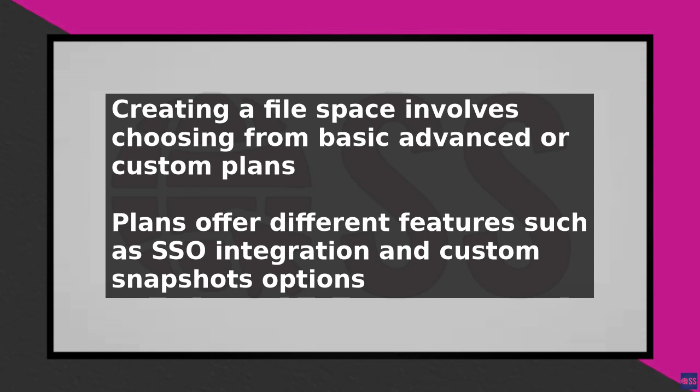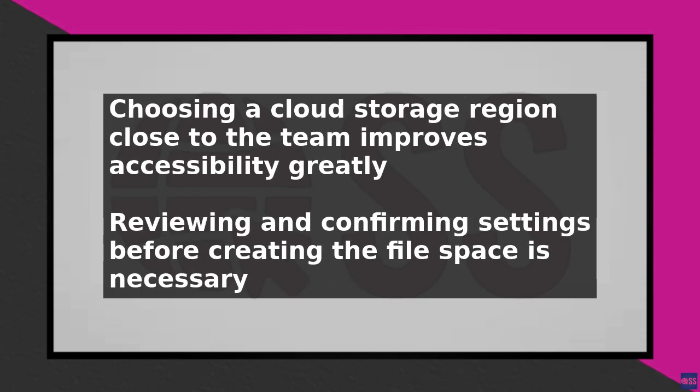When creating a file space, you'll be prompted to choose from 3 options: Basic, Advanced, and Custom. The basic plan costs $20 per terabyte of storage per month and includes a range of features. The Advanced plan, at $80 per terabyte per month, offers additional features like SSO integration and custom snapshots. The Custom plan, priced at $40 per terabyte per month, provides a middle ground.